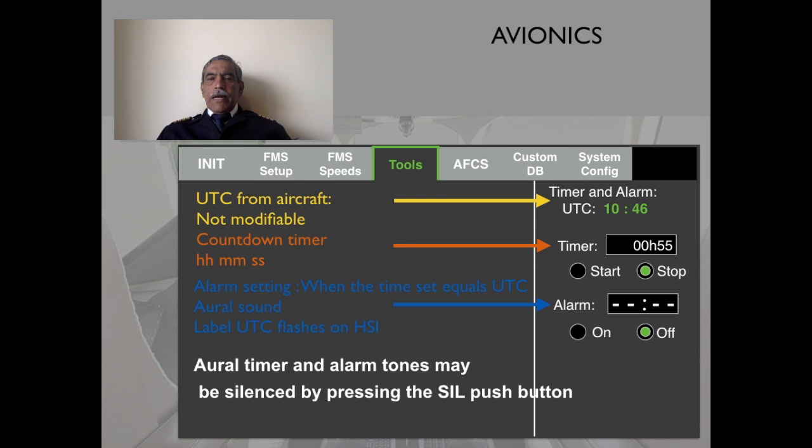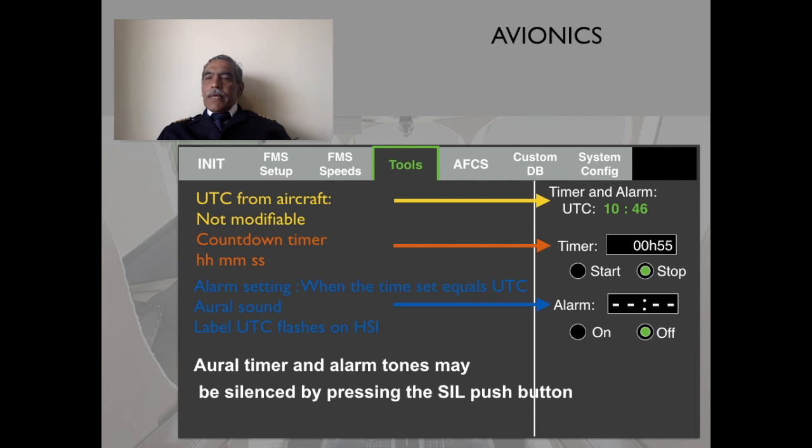This particular tab is very self-explanatory. It gives the timer and alarm, that is the tools tab selection. UTC from aircraft is not modifiable. Then the countdown time in hours, minutes, and seconds. Of course, there is a start and a stop, and it will give an alarm in the cockpit. And the last one is, of course, an alarm in terms of UTC.